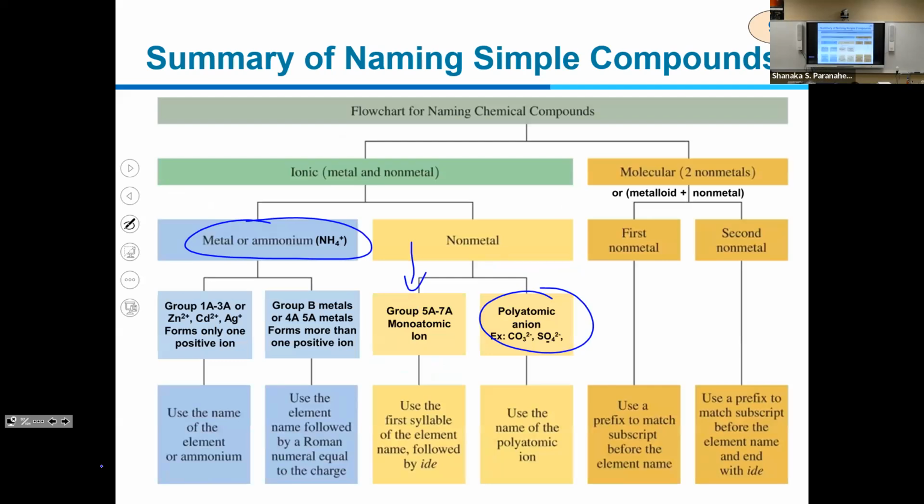Okay, so now you can see the complete flow chart. Name, molecular compounds, and ionic compounds. The first step, decide whether ionic or molecular, and follow the molecular rule. Now ionic compounds.